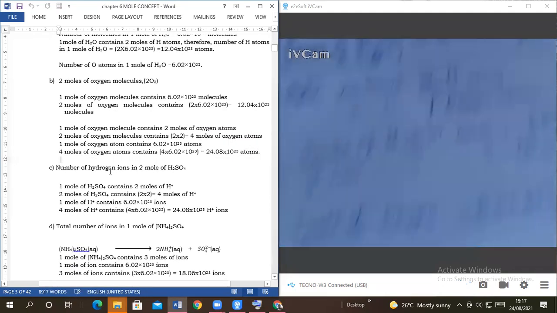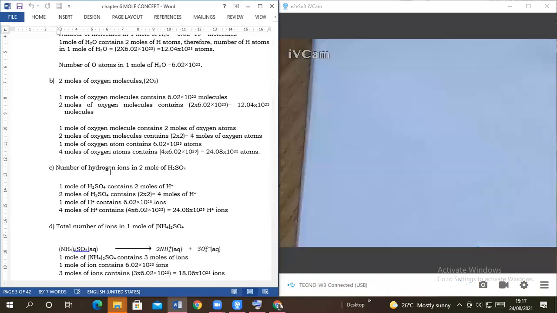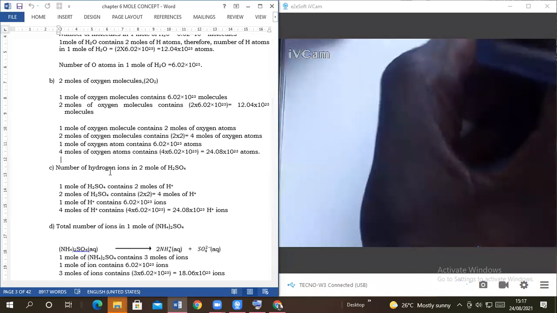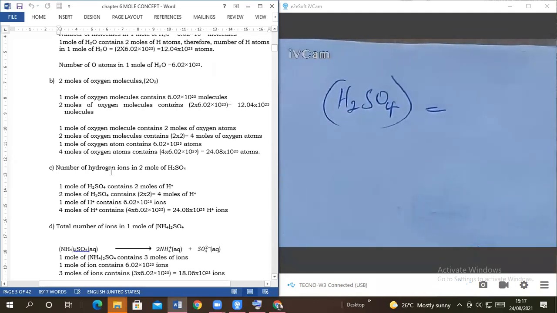So when it comes to ions, that's where I'm going. I want to show you how these ions come about. In sulfuric acid, how many ions are there? How many ions are in sulfuric acid? When sulfuric acid dissociates, or when you dissolve acid in water, what are the ions that are present?